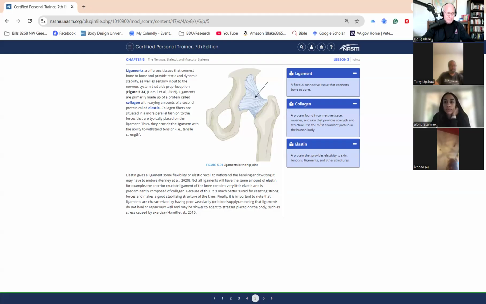So there is a little bit more plasticity, elasticity to ligaments because they contain a higher percentage of elastin. So there you go. Elastin gives the ligament some flexibility or elastic recoil, to withstand the bending and twisting that it goes through. Make sense, guys? Yes.